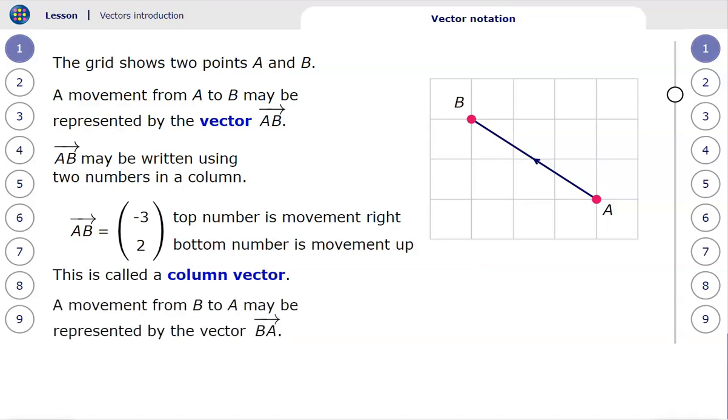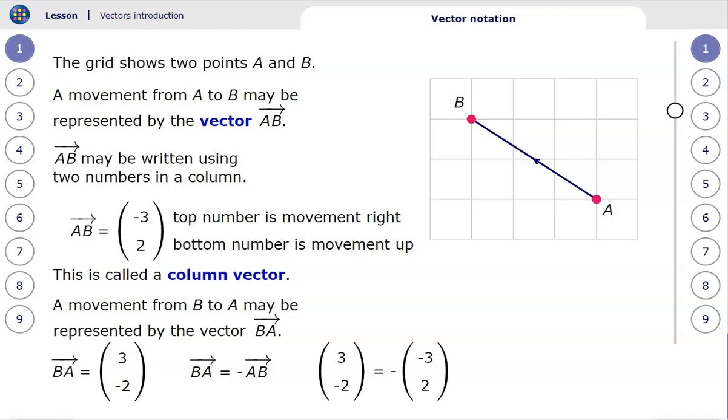If, however, we're going to go from B to A, we're traveling in the opposite direction. And so now I need to think about my vector in a slightly different way. I've moved 3 places to the right, so it's going to be a positive 3. And I've moved 2 places down, so it's going to be negative 2 at the bottom. So the vector AB and the vector BA are different vectors. One's going in a certain direction, the other one's going in the exact opposite direction. However, we can say that the vector BA is going to be the same as minus the vector AB. If I multiply that out, I'll end up with the same vectors.